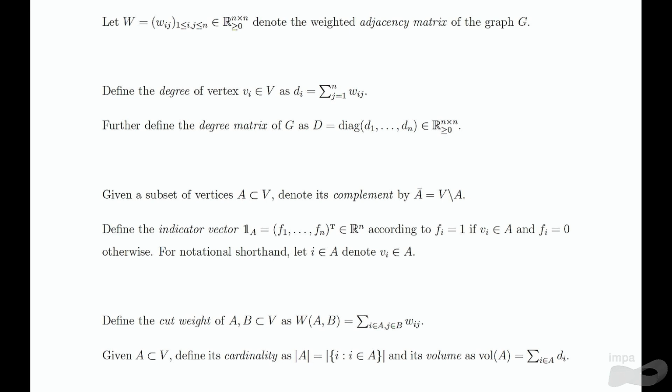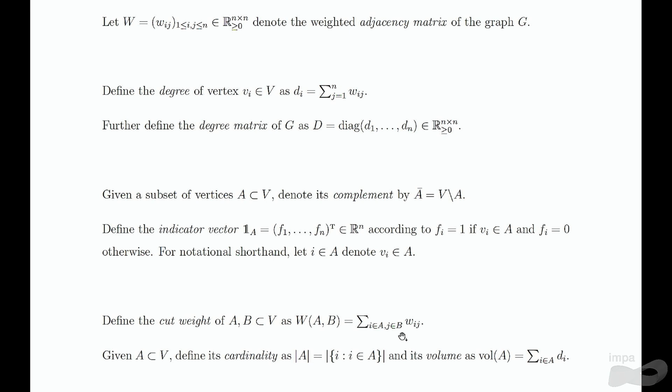Given two subsets of vertices A and B, we're going to define the cut weight as simply the sum over all vertices I in A and J in B with corresponding weight wij. Right? Just summing over all these edge weights.